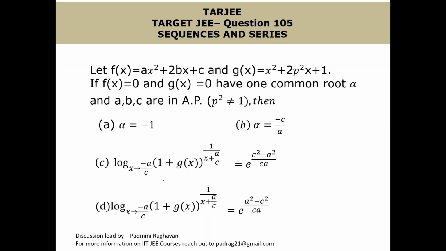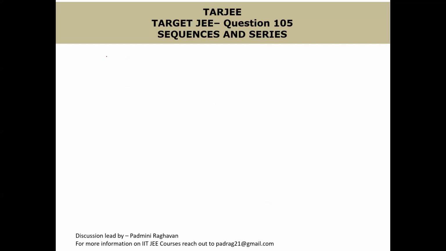There are two limits where the expression g(x) is involved. So let's try the question. We are given f(x) = ax² + 2bx + c and a, b, c are in AP, which means a + c = 2b. That means a − 2b + c = 0.